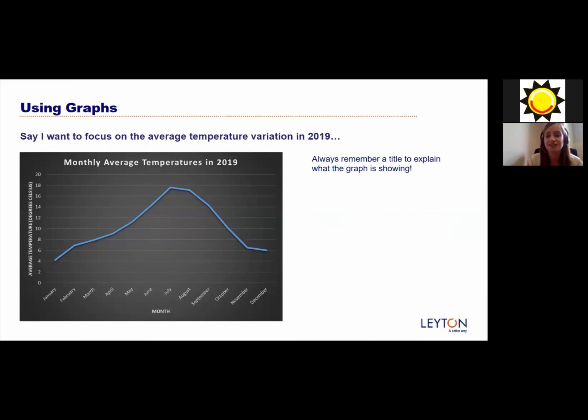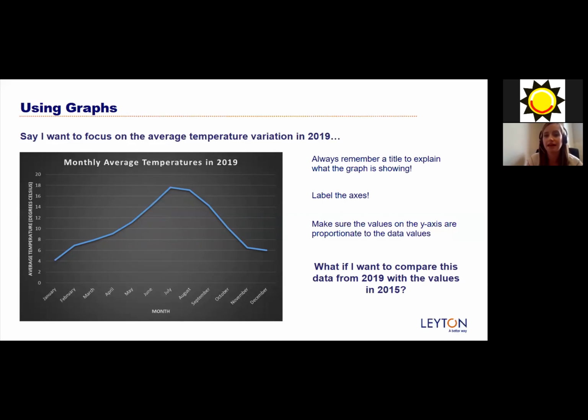Now, again, it's just a case of making sure that you've got a title to explain what you're showing, making sure the axes are labeled, and making sure that the scale on the y-axis, so the vertical axis, is proportionate to the line. So obviously you don't want to draw up a massive graph and then only be using the bottom of it to show the line, because it'd be much harder for the reader to actually see what the values are. So make sure that you scale your axes appropriately.